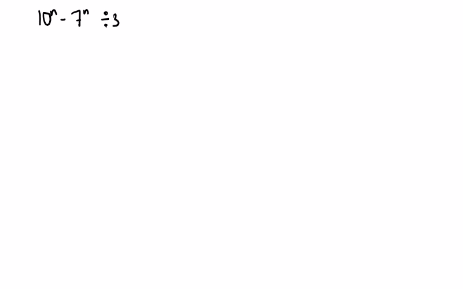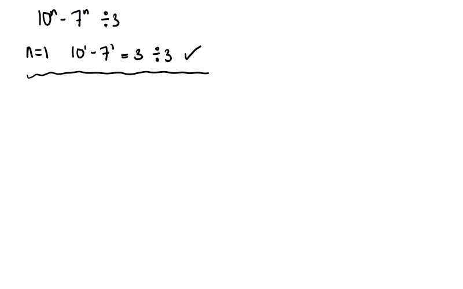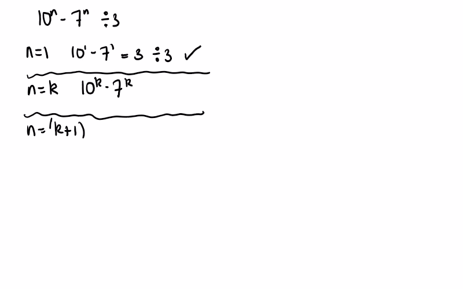So this one, we have 10 to the power of n minus 7 to the power of n divisible by 3. When n is equal to 1, we have 10 to the power of 1 minus 7 to the power of 1, which is equal to 3, divisible by 3. Yes. When we assume n is equal to k, I'll just shorten this down: 10 to the power of k minus 7 to the power of k. And now we're going to prove true for n is equal to k plus 1. You guys can add all the words to this. So this is 10 to the power of k plus 1 minus 7 to the power of k plus 1.